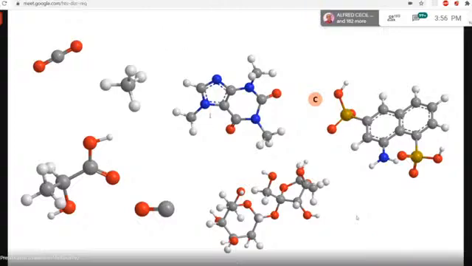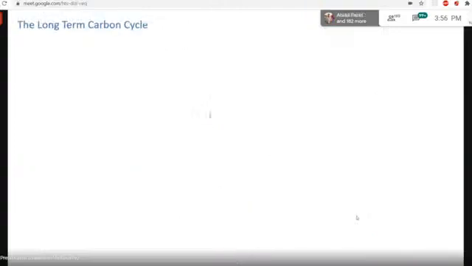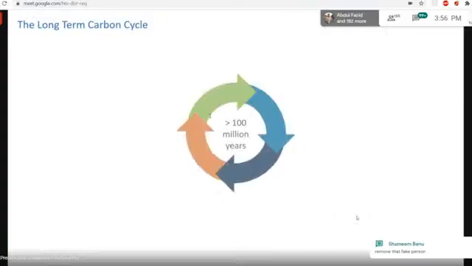Okay, there are two ways nature can recycle the carbon. The first one is the long-term carbon cycle.